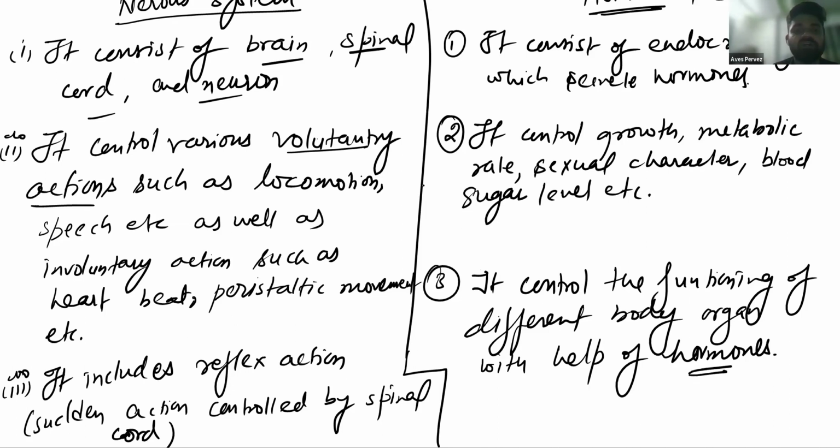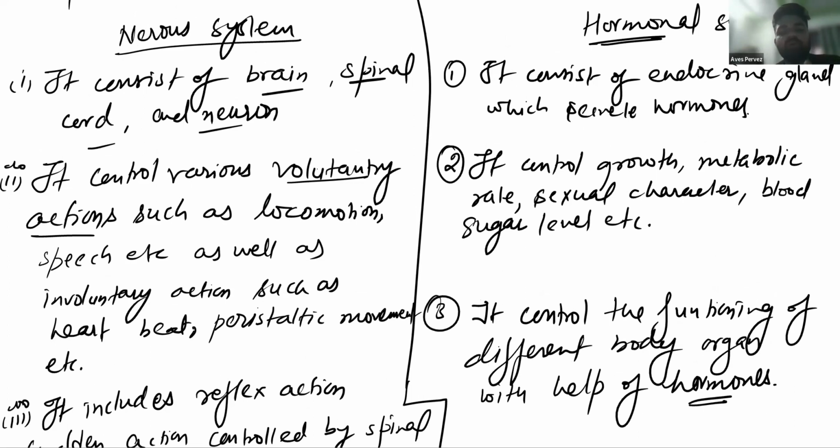So you can write the answer on your own. I'm just going to give you the hint here. I'm not going to waste time writing it all down, because I know you are capable of writing the answer: what is the difference between the nervous system and the hormone system. You can write 2 or 3 points. The nervous system consists of brain, spinal cord, neurons. The hormone system consists of endocrine glands which secrete hormones. The nervous system controls voluntary and involuntary actions, while the hormone system helps in maintaining metabolic rate, activities and growth in the body. The nervous system includes reflex action. Now you can write it.